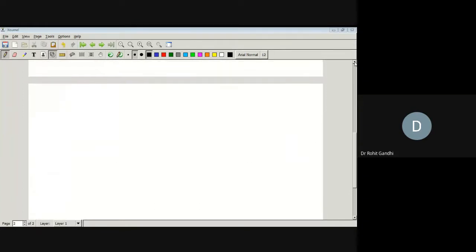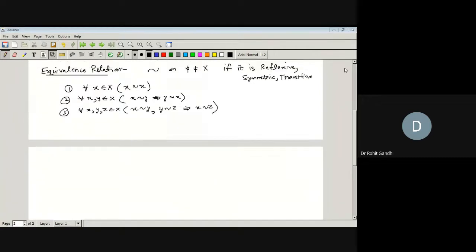So let's see some examples. I will start with examples from your school level. The first example which we will do is the set of triangles. Suppose I have a set of triangles. All the triangles I have are in this set X. Now I am extracting those triangles which are similar to each other. So now I am going to consider those triangles which are similar triangles.